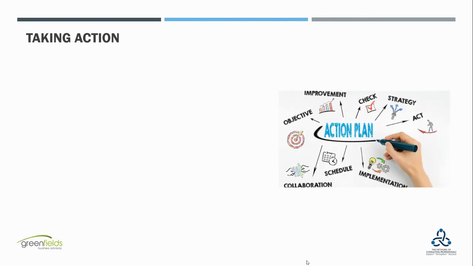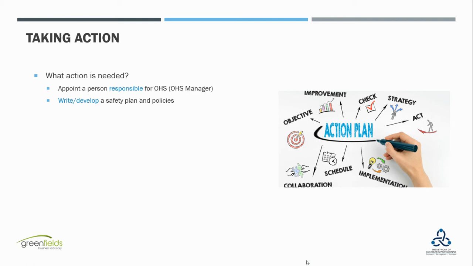So if we have all those documents, we need to make sure we also take some action. An organisation would need to do the following at least. Appoint a person responsible for occupational health and safety, which may be a manager or supervisor. Write and develop those safety plans and policies. Appoint a safety committee and consult with them.